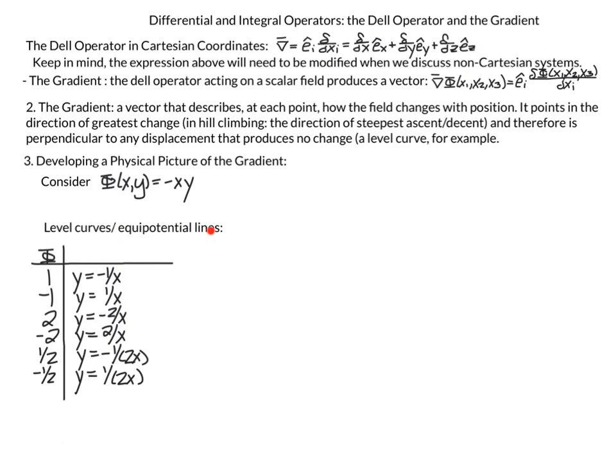So looking at our level curves, we're going to set phi equal to some constants, and I chose some small constants: 1, -1, 2, -2, 1/2, -1/2, and then I looked at what my level curves will look like. When phi is equal to 1, I have 1 equals minus xy, which means that y is equal to -1 over x. When phi is equal to -1, I have -1 equals minus xy, which means y is equal to 1 over x. When phi is equal to 2, I get y equals -2 over x, phi is equal to -2, y is equal to 2 over x, phi is equal to 1/2, y is equal to -1 over 2x, and -1/2, y is equal to 1 over 2x.